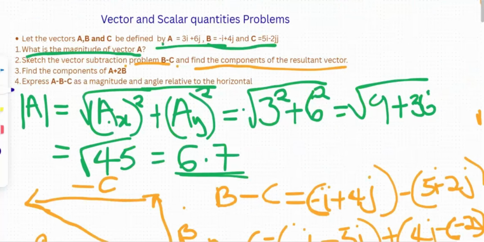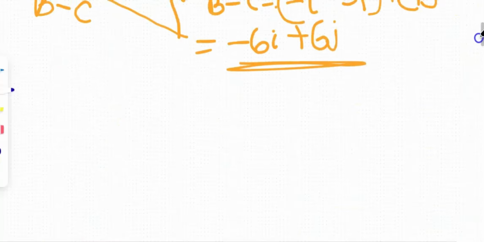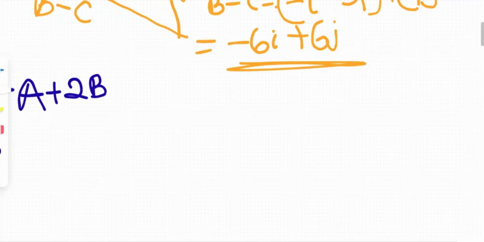Now, the next question says, find the components of A plus 2B. That's what we're going to look for now. Find the components of A plus 2B. So first, what is A? And we know that A plus 2B. First, let us write out what is A.